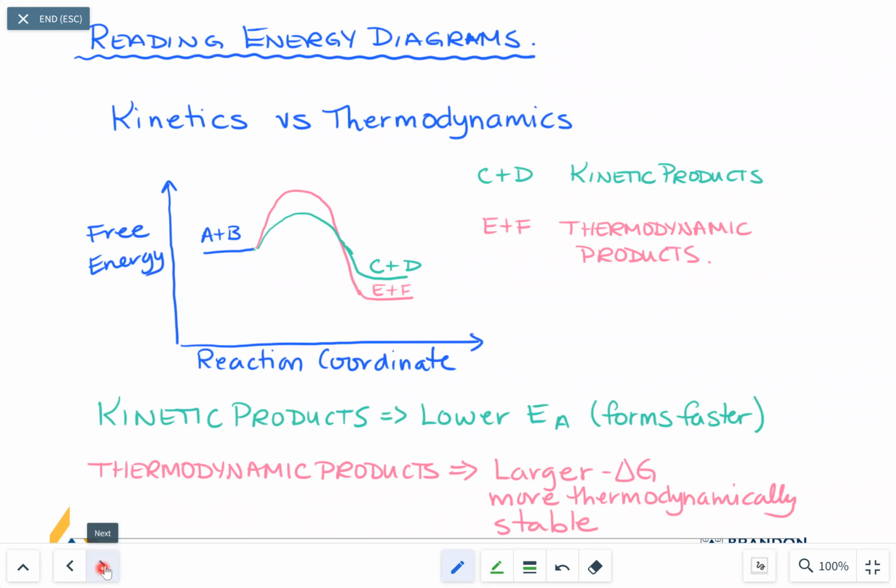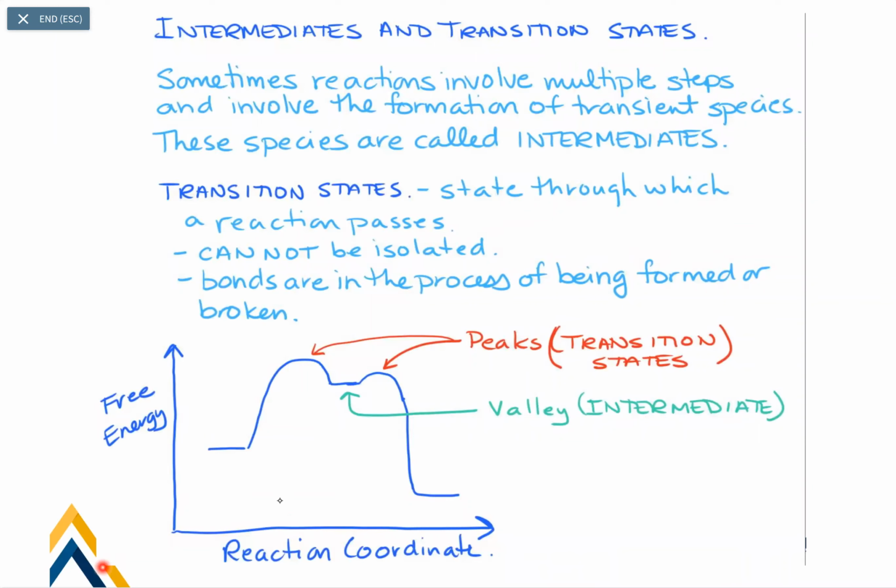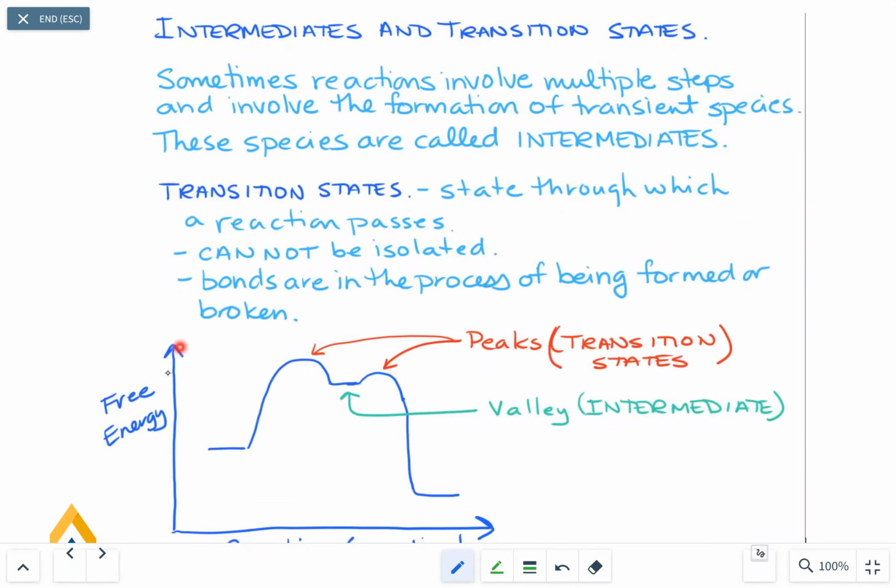So as a preview, what we've got to do at the end of this is figure out how to read these diagrams because often there's more than one step in the process. So here you make an intermediate, then you make your final product. So we're going to talk about intermediates, what we call the transition states, and that type of thing.